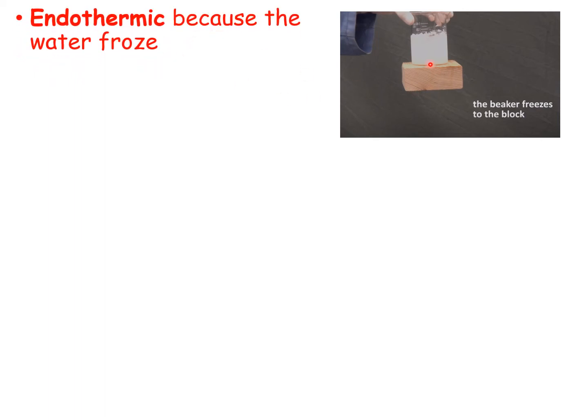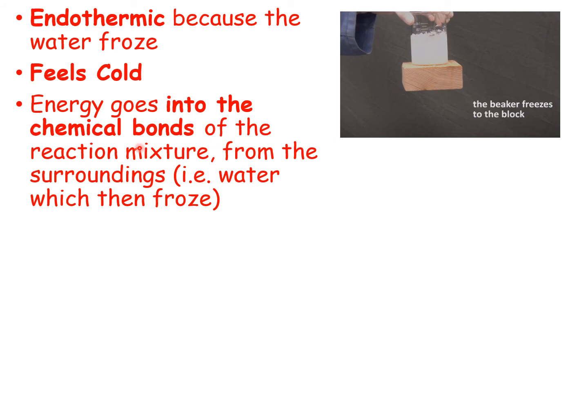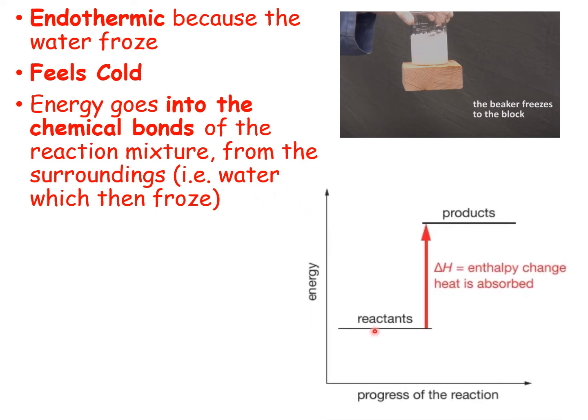Now, this is an example of an endothermic reaction, as you've probably guessed, because the water froze. So your energy is coming from the surroundings and into the chemical bonds of the reaction mixture. So it feels cold, and energy goes into the chemical bonds of the reaction mixture from the surroundings, i.e. the water, which then froze. And your hand, if you're touching it as well, you'll feel that it's cold. And this is the enthalpy level diagram.